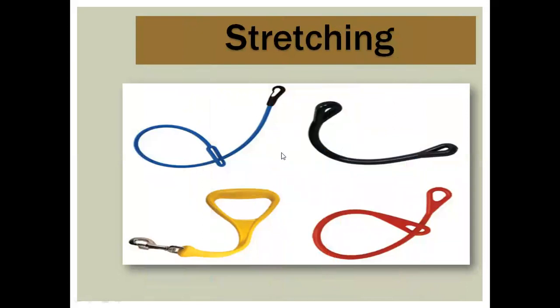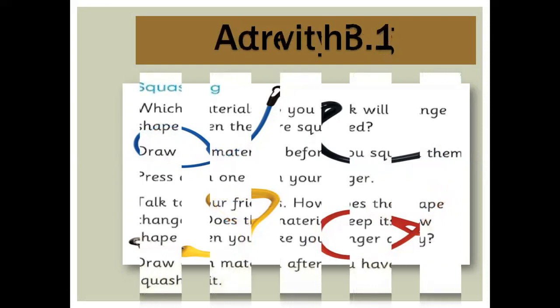Stretching. There are some materials that have elasticity, so we can stretch them easily, like rubber bands. And why are they stretched? Because they have elasticity in them. Even rubbers, you can see erasers and the tires of a car, can be stretched.